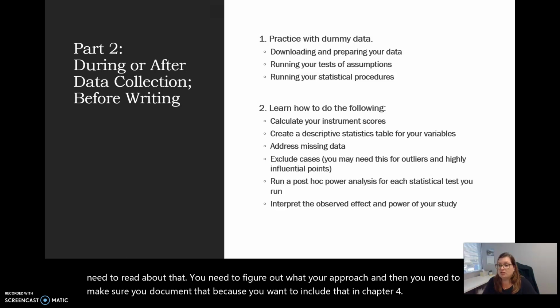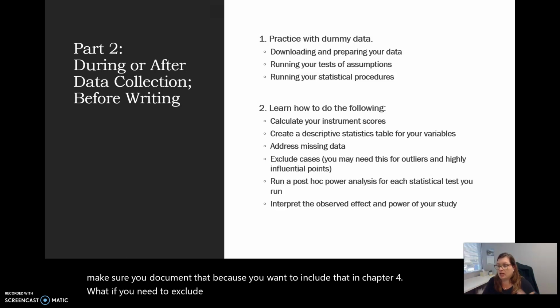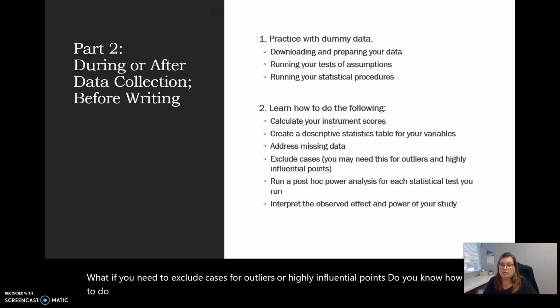What if you need to exclude cases for outliers or highly influential points? Do you know how to do that? Do you know why you would do that? When would you make the decisions to exclude those cases? And what will you cite to support your decisions?